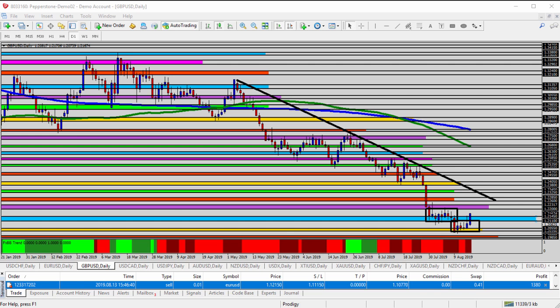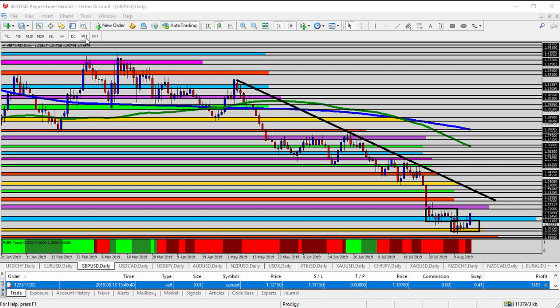Today we're taking a look at the GBPUSD, the Great British Pound versus the US dollar, for today's trade analysis. Starting here on the daily time frame, it's not too hard to see that this currency pair has been in a significant downtrend for quite some time. We are reaching into historic support lows.